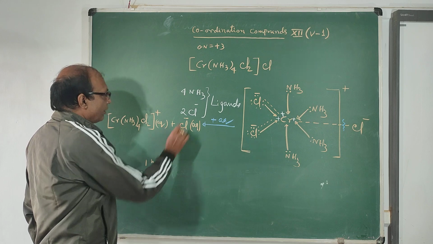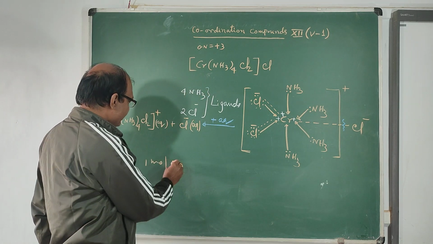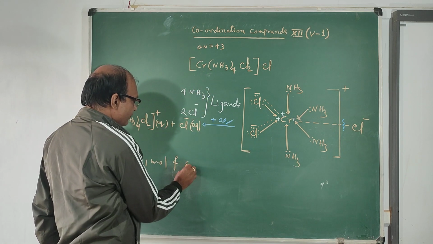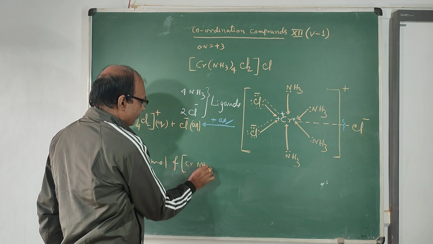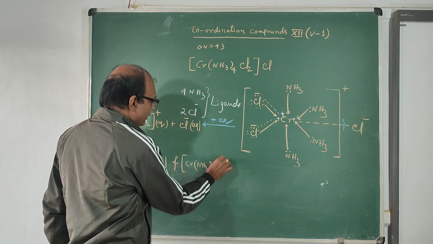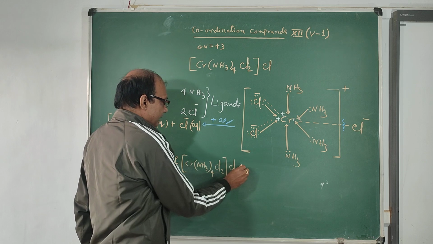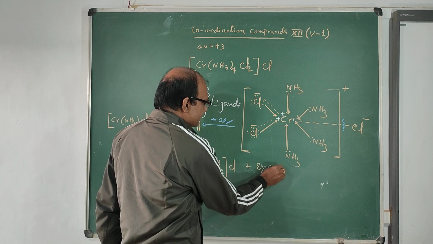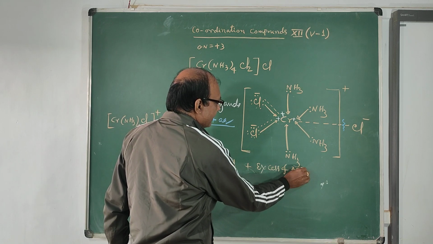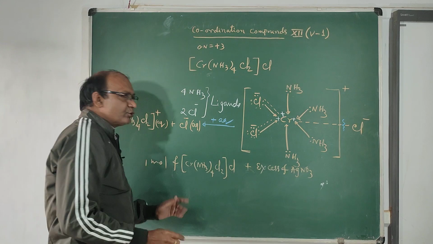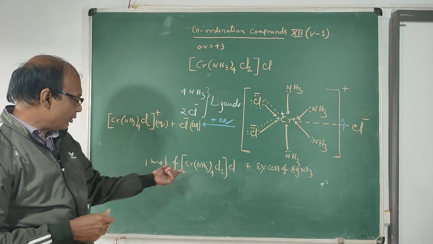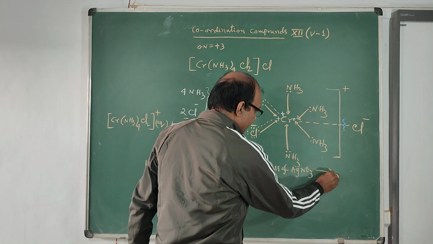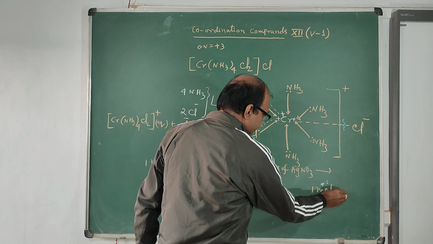if you take 1 mole of this coordination compound, [Co(NH3)4Cl2]Cl, plus excess of silver nitrate. This means, it is a chemical proof that 1 mole of this is taken and excess of silver nitrate is added to it. We get 1 mole of AgCl.